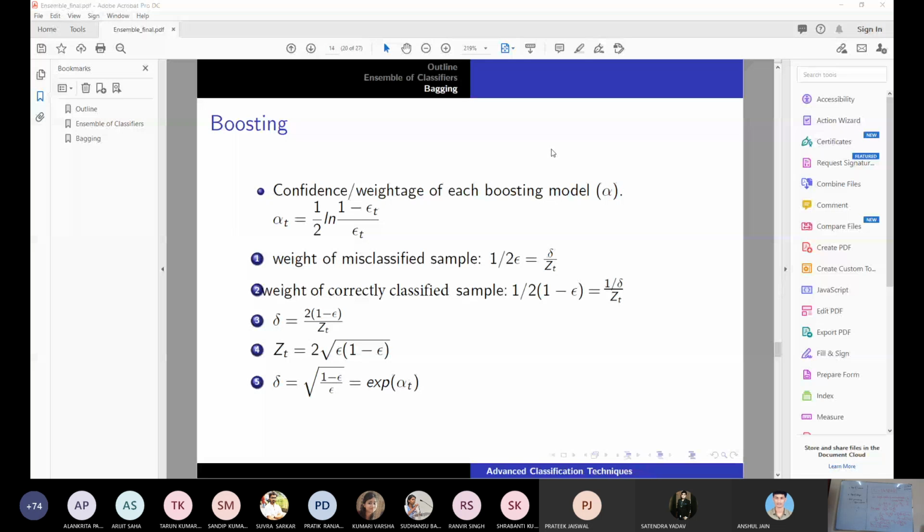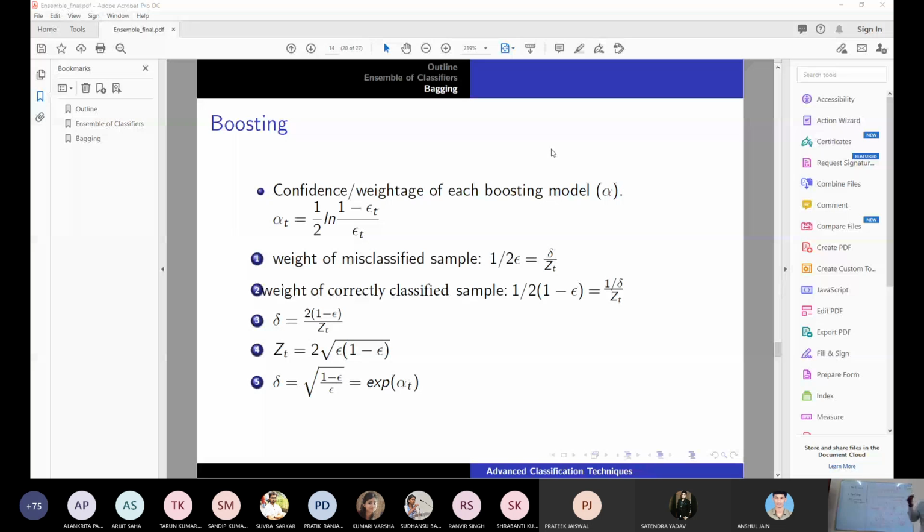So the first part is what I said. Let the weight update for the misclassified sample be delta t. And therefore, we consider the weight update for the correctly classified sample to be 1 by delta t, because that relation should hold: if one is higher, the other should be lower. So we consider delta t, and then another is 1 by delta t.